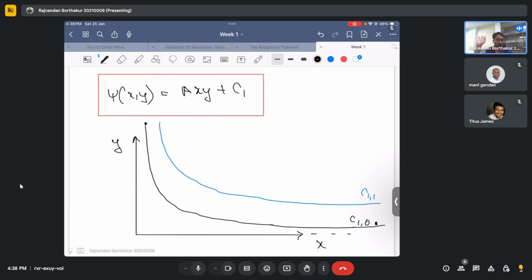These are different values of this constant, that's it. Another streamline would look something like this. Let's say this is for C1 equal to 2. Okay? So all these streamlines are together known as stream tubes.